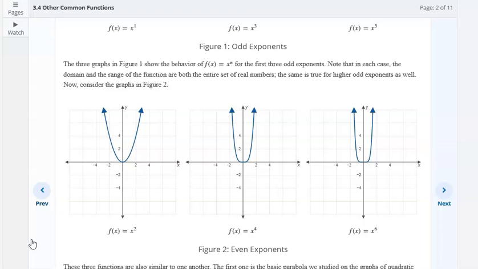Now, how about if it's an even exponent? Well, if it's x to the second, we get our general parabola shape. If it's x to the fourth, notice what's happening. Again, the base near the zero, the origin, is spreading out. And that occurs in even powers. Spreads out a little bit more when it's to the 6. So what we're looking for here is a pattern of the general shapes and then what happens to them.